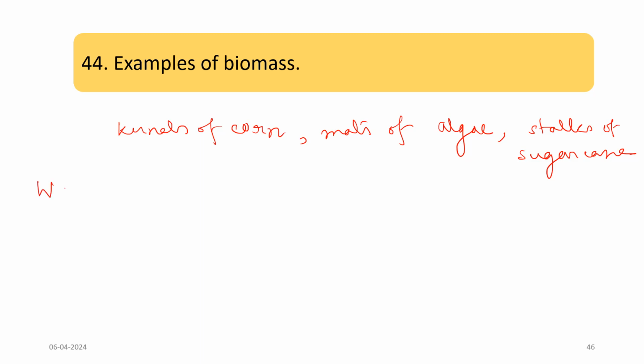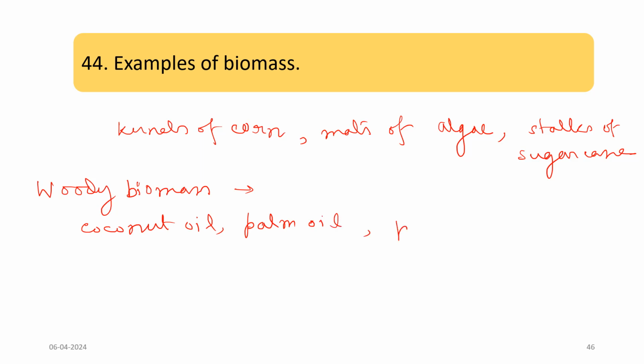There is woody biomass. Woody biomass includes coconut oil, palm oil, poplar, pine. Okay, so how is woody biomass used? Generally, these solid raw materials are burned to heat space or heat water to produce steam to generate electricity via a turbine generator.